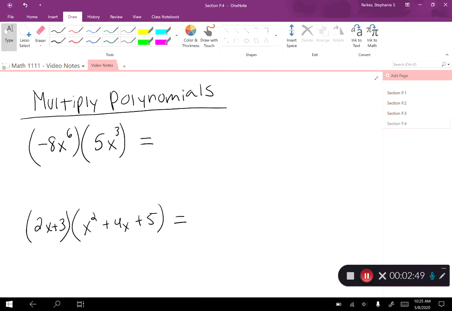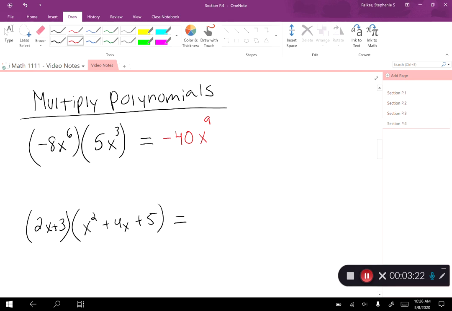Next, let's take a look at multiplying polynomials. I have negative 8x to the sixth times 5x cubed. Again, don't forget the exponent rules we've done in previous sections. So let's multiply the leading coefficients. That's negative 8 times 5. That'll give me negative 40. And then x to the sixth times x cubed. When my bases are the same, my exponents are going to add, and I'm going to get x to the 9.